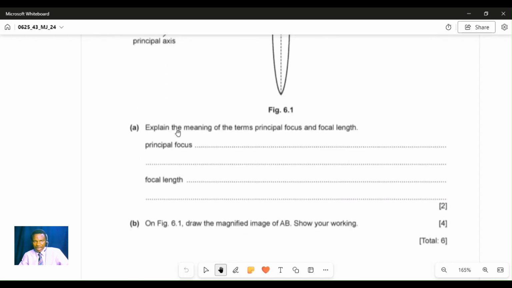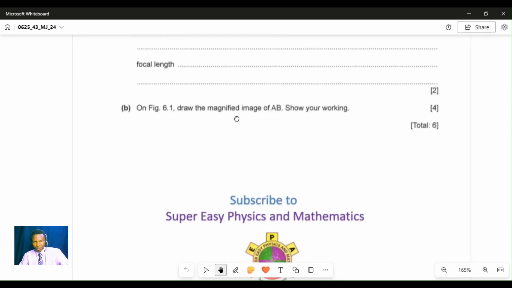6A. Explain the meaning of the term principal focus and focal length. I will explain it later. Let's go and solve B first. On diagram 6.1, draw the magnified image of AB. Show your working. So I'm going to use question 6B to answer question 6A.